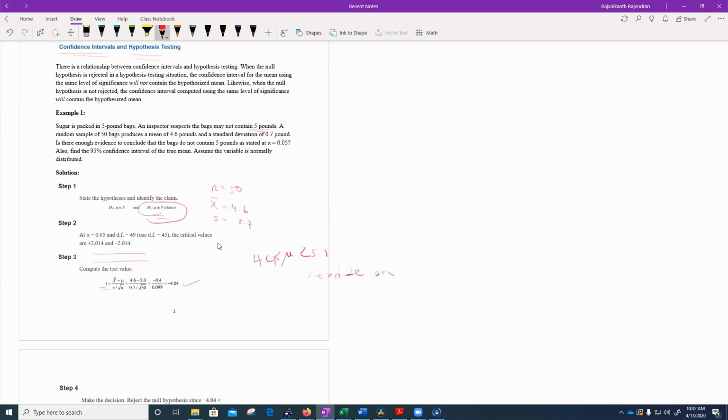So if it's outside your critical value, it's always going to be outside your confidence interval too. I mean, those two tests should agree with each other. Exactly. That's what I'm trying to say. So it should agree with each other. Yeah, you're correct. Makes sense, right?